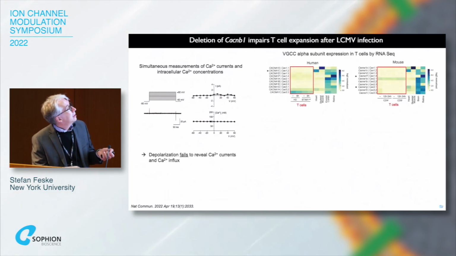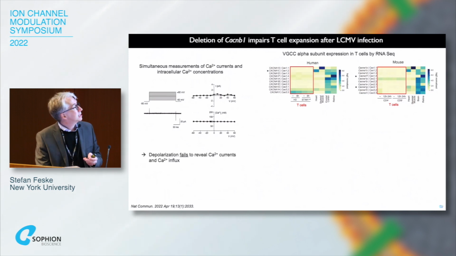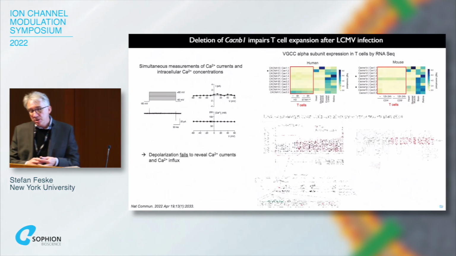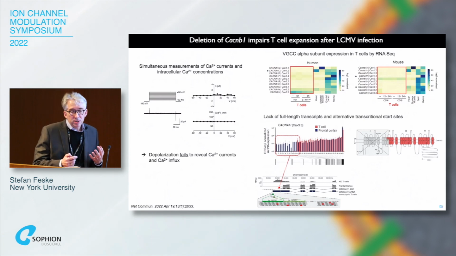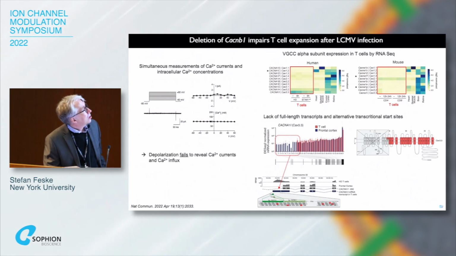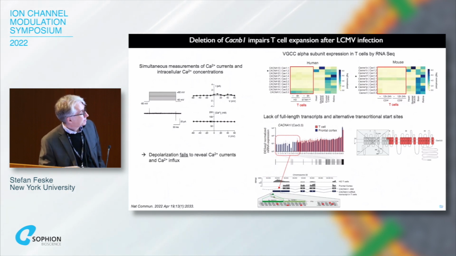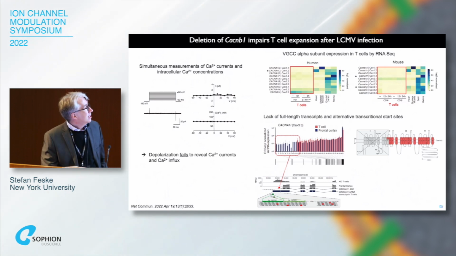You can see that by RNA sequencing in human and in mouse, for instance, CAV 3.3 in human T cells. But when you look more closely, which you can do by RNA sequencing, and look at the expression, the transcription of each exon in this gene, what we found for all of these genes that are apparently expressed is that they are lacking the first 10 or 12 exons compared to expression in the brain. And the reason for that, we think, is that there are alternative transcriptional start sites that actually truncate the transcript at the 5' to make a shorter transcript.